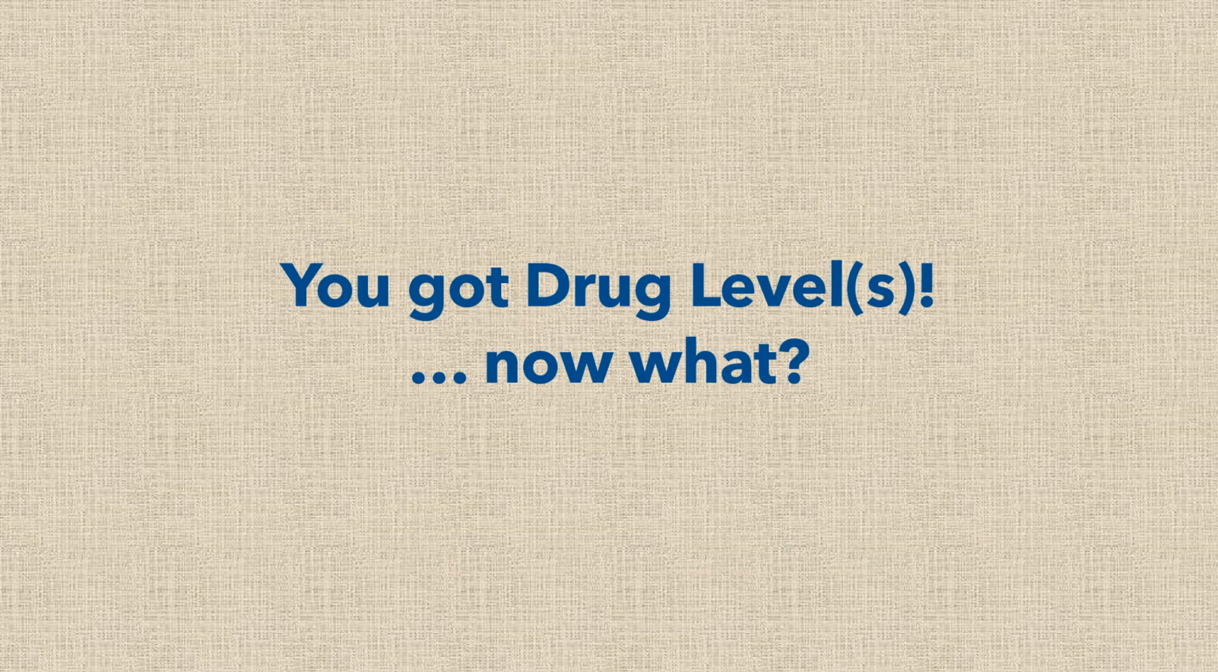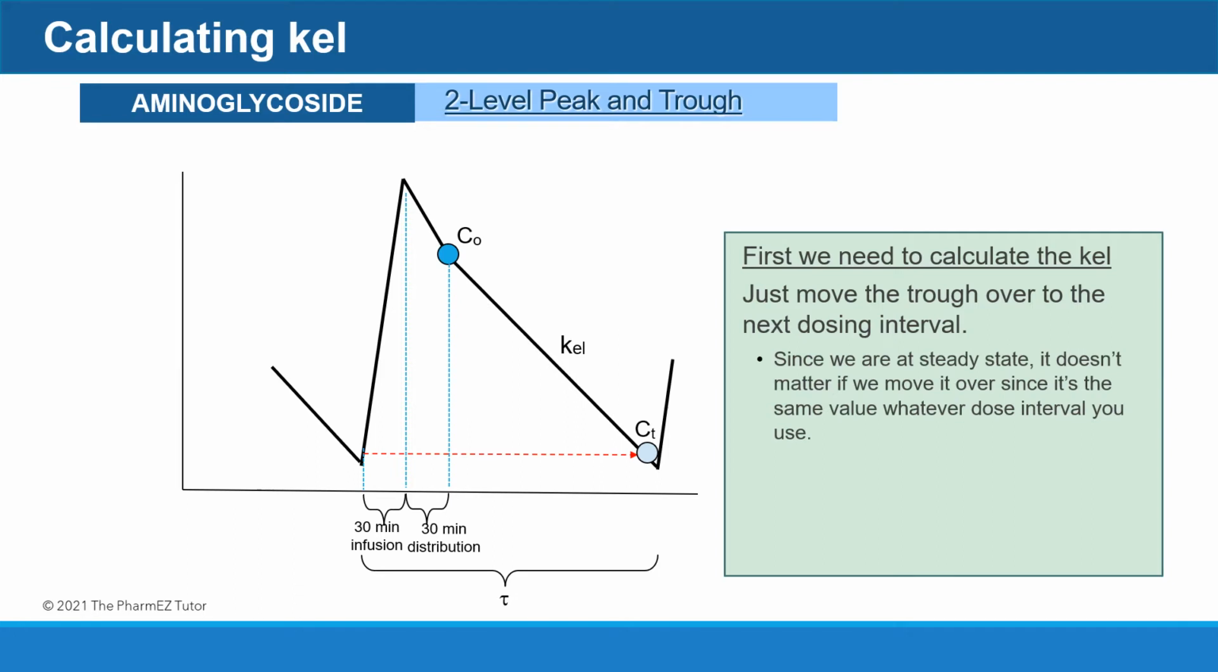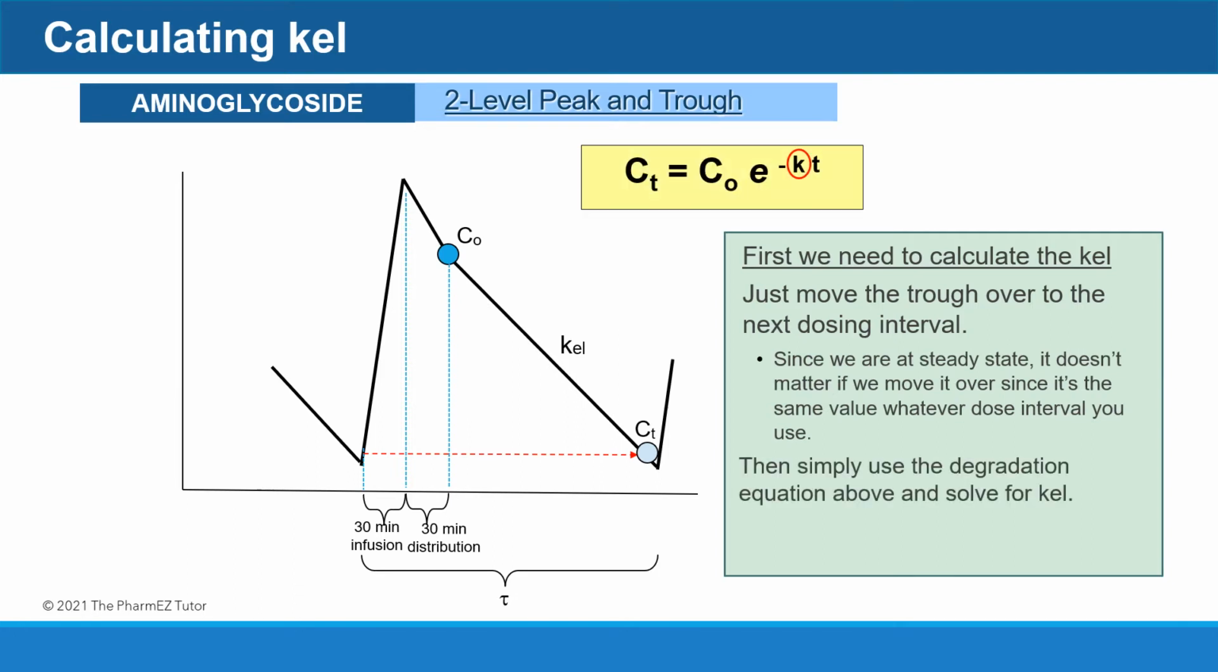You got drug levels. Now what do you do with them? The first step is to calculate the KEL. Here's an example of aminoglycoside peak and trough levels that we want to analyze. In order to calculate the KEL, we just move the trough over to the next dosing interval. We know that we can do that because we're at steady state. Then we simply use the degradation equation above and solve for KEL.